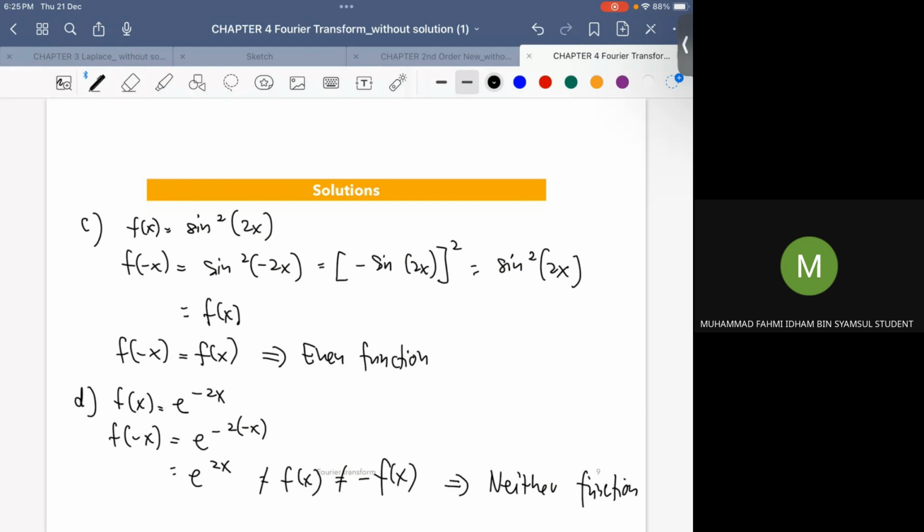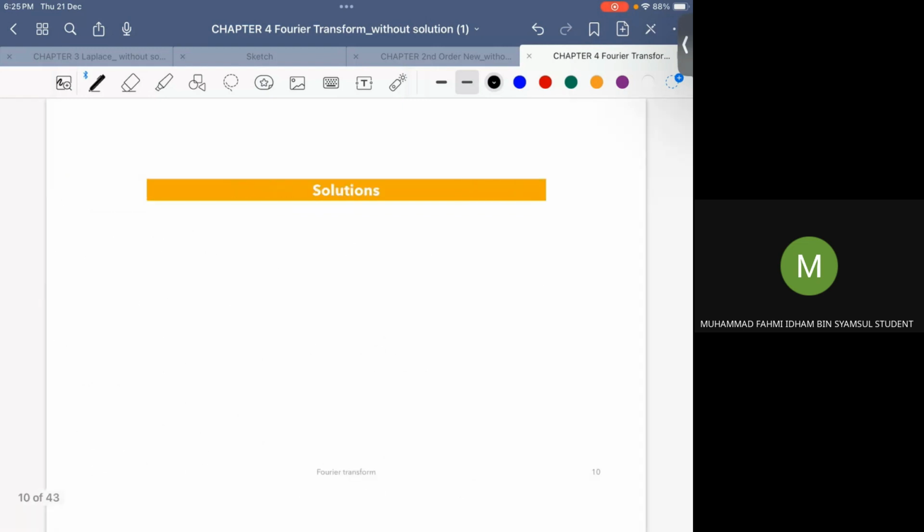So this is not equal to f(x) and also not equal to negative f(x), and the conclusion is this is neither function. All right, for E, f(x) equal to exponent x squared. So this one is quite different from the previous one. So let's try to substitute negative x.